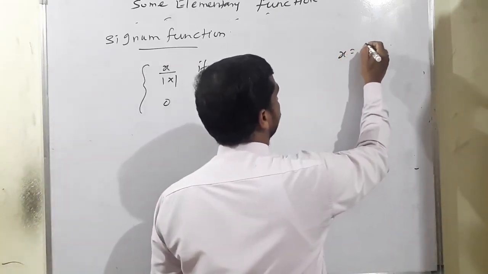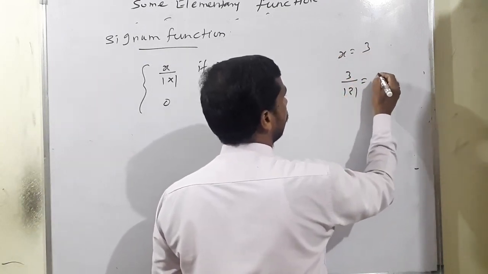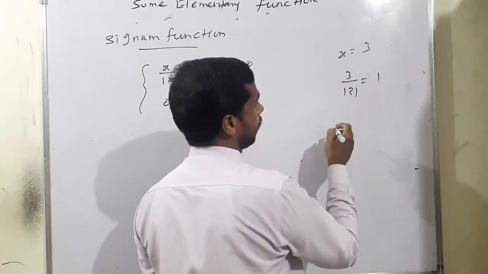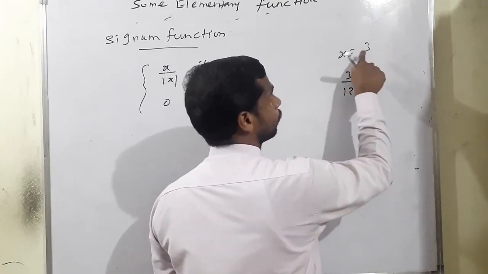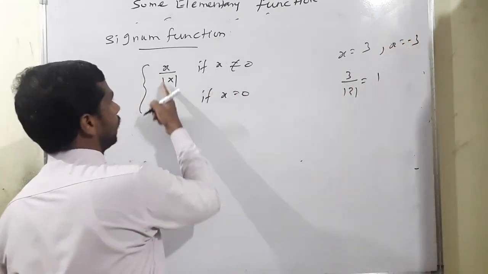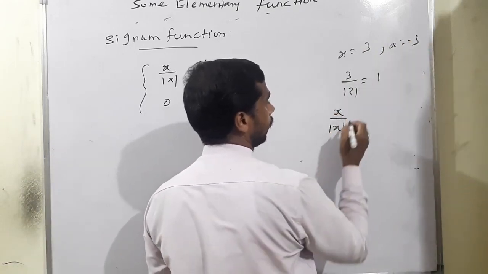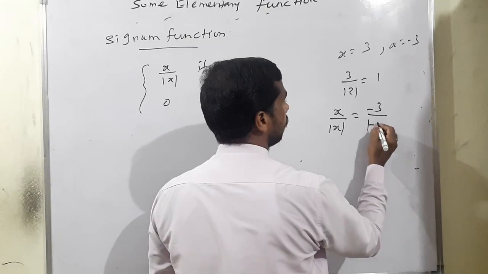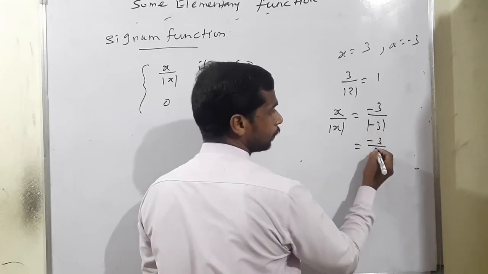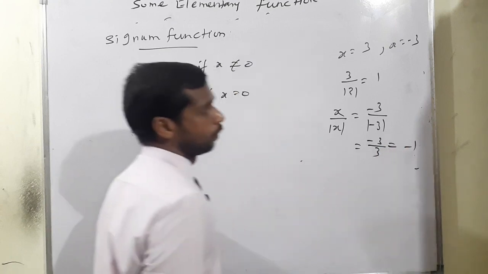Consider x equal to 3. Then 3 divided by modulus 3 gives 1, because 3 divided by 3 is 1. At the same time, if you take negative 3, what will happen? x divided by modulus x for negative 3 is negative 3 by modulus of negative 3. If you remove the modulus, it becomes positive 3. Therefore, negative 3 divided by positive 3 gives negative 1.